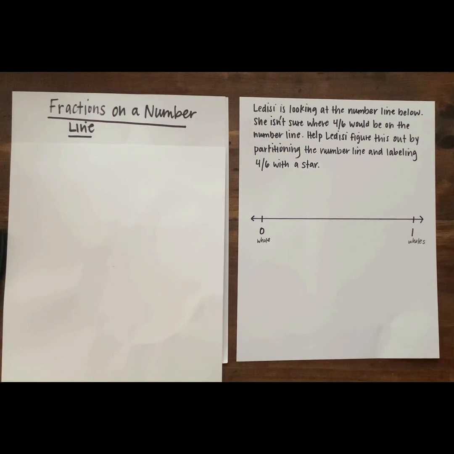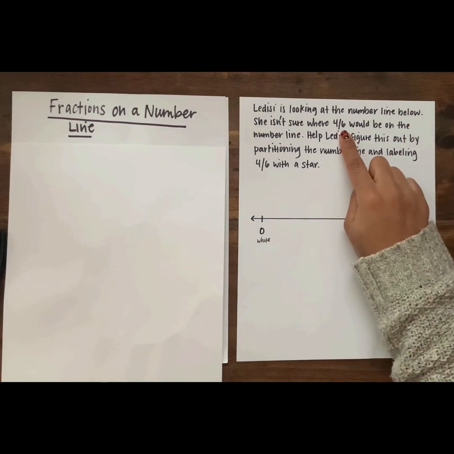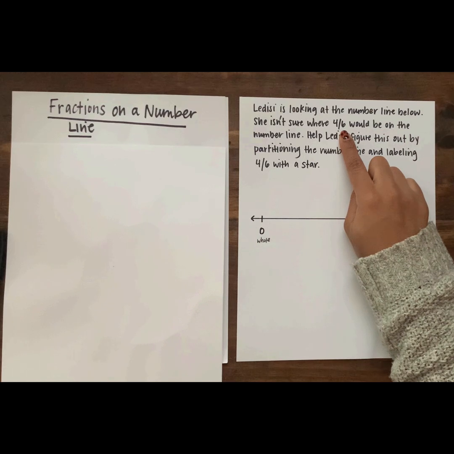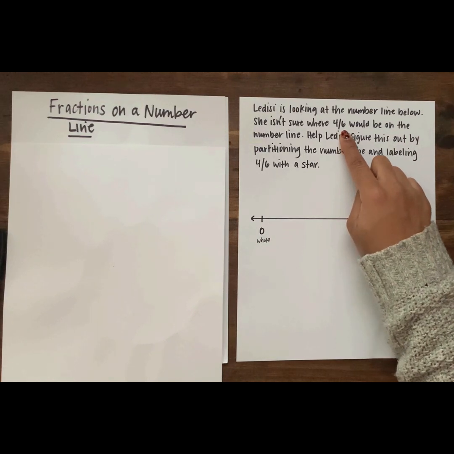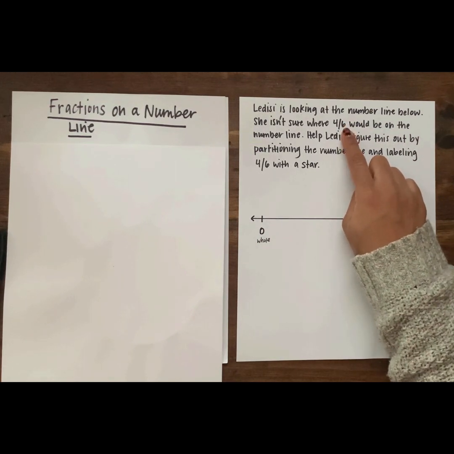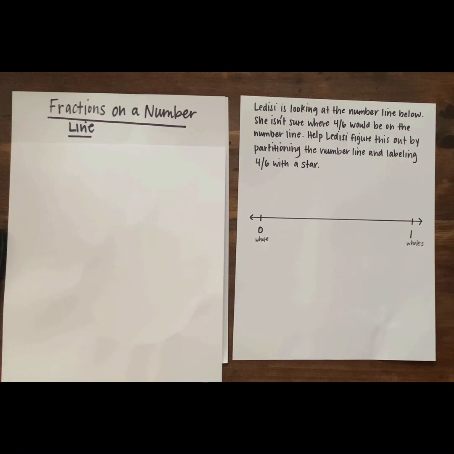Say your answer out loud. I heard you say that you partitioned the number line into 6 parts because the denominator of Ladisi's fraction, 4/6, tells us how many parts our whole is broken up into. In this problem, the denominator is 6, so we need 6 parts. What is the best way to partition our number line into 6?